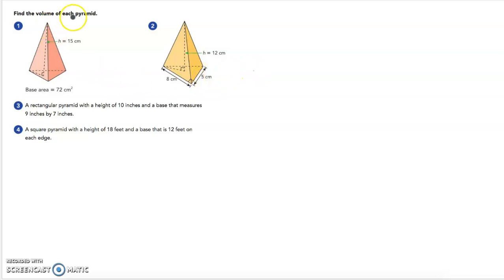Number 1, so find the volume of each pyramid. So the volume formula, again, was volume equals, I'm sorry, I just had a blank, 1/3 area of the base times the height.